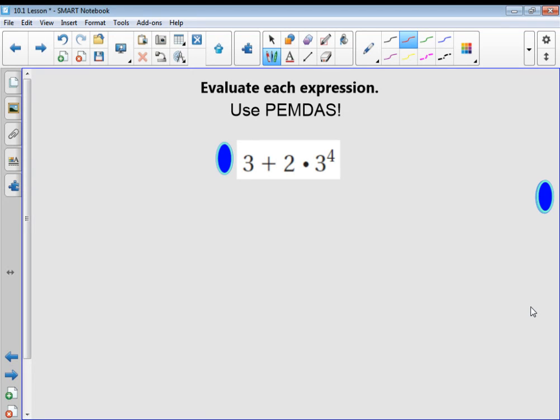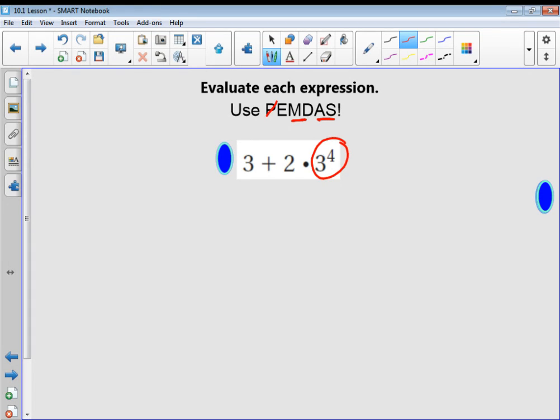So PEMDAS is parentheses, exponents or roots, multiplying and dividing. Remember, we work left to right, and then adding and subtracting left to right. So my first step is, do I have any parentheses? No, I do not. Okay, so no parentheses. Do I have any exponents? Yes. So I'm going to go ahead and solve this part.